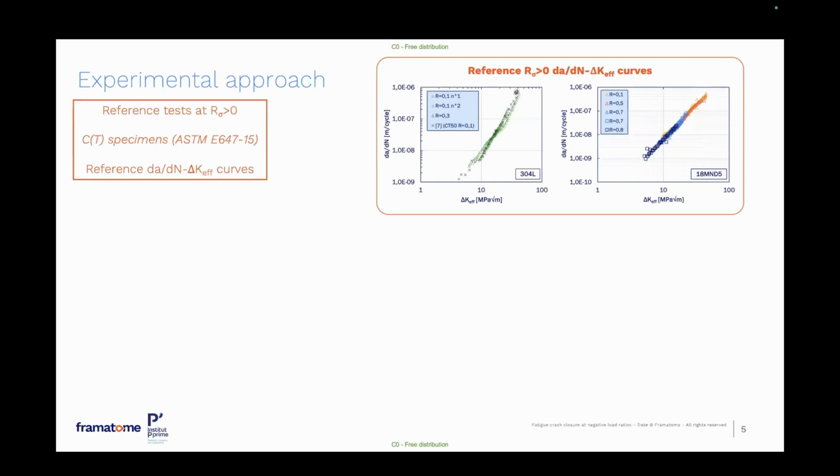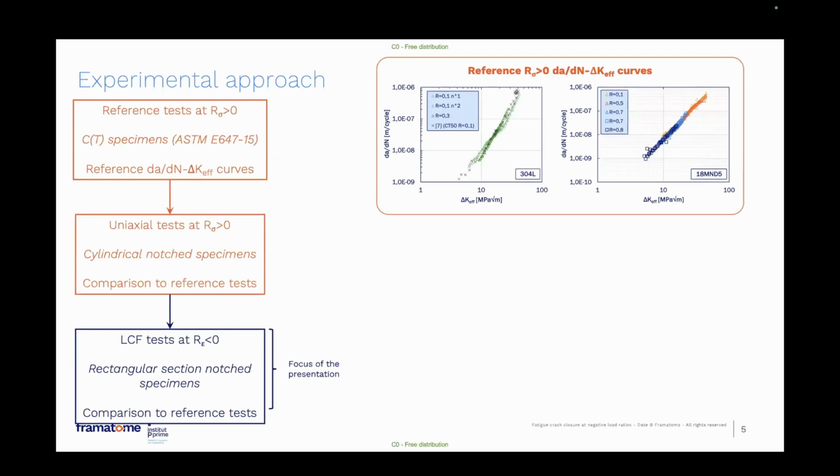As regards the experimental approach that was developed throughout this study, first we performed some reference tests at positive stress ratios using standard fracture mechanics compact tension specimens in order to establish the reference da/dN versus delta K curves. And you have some examples here for the two materials.